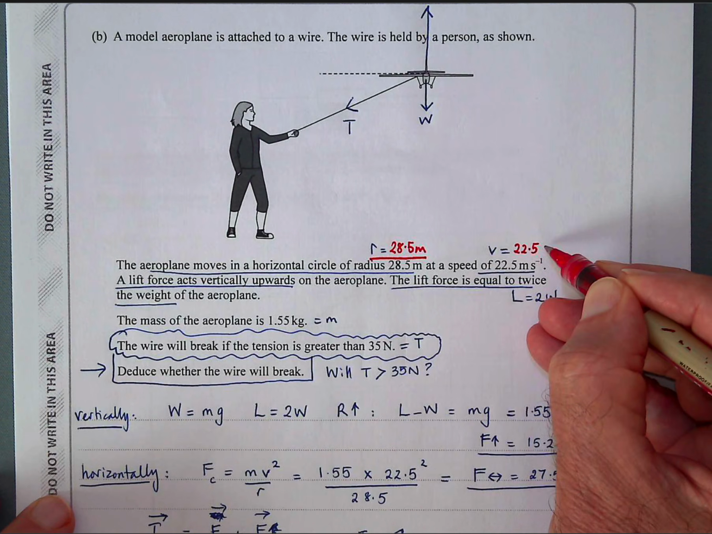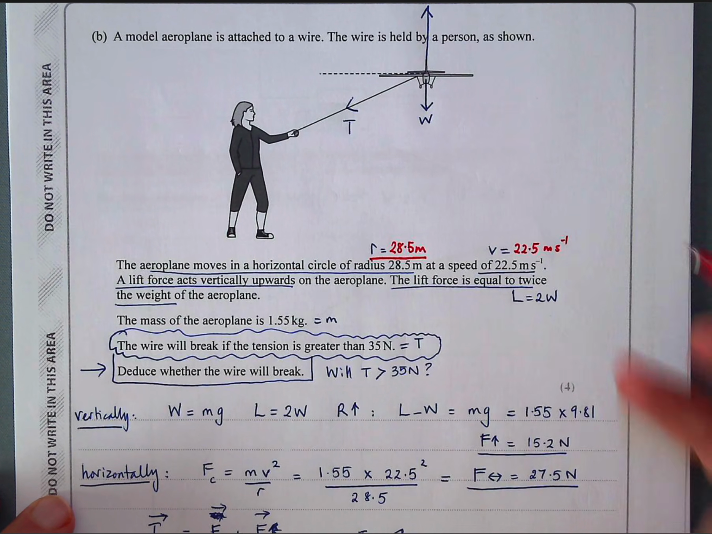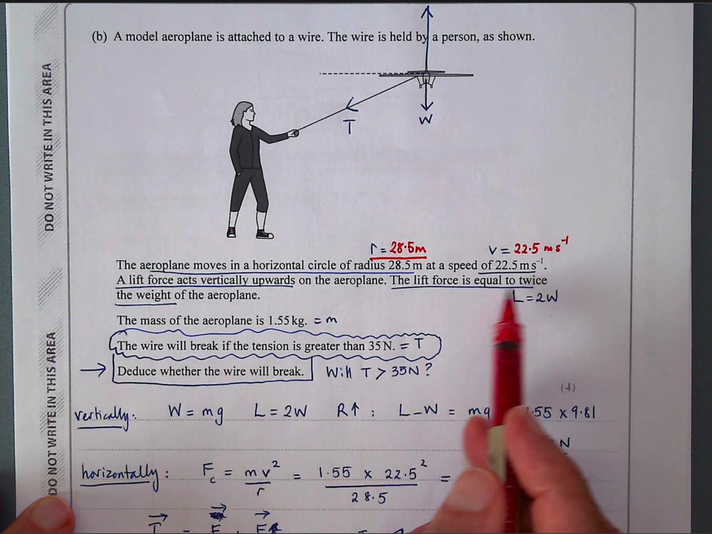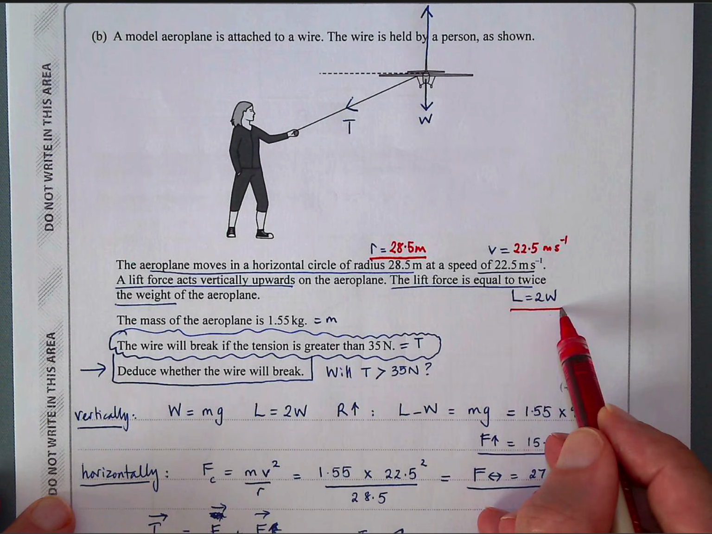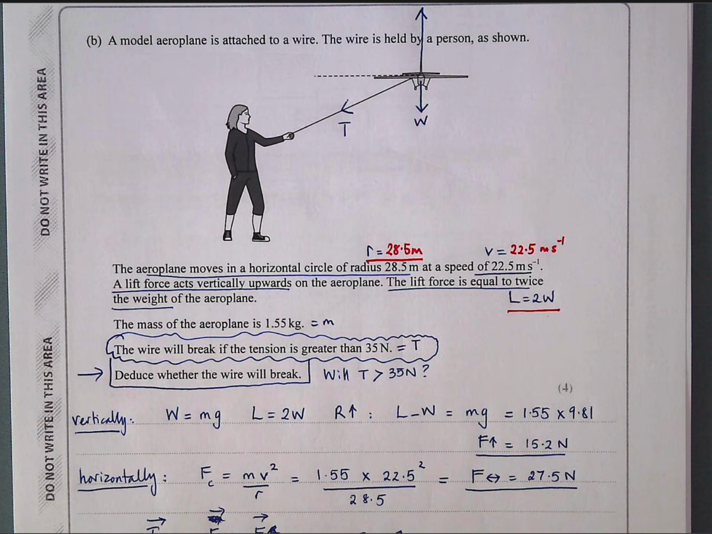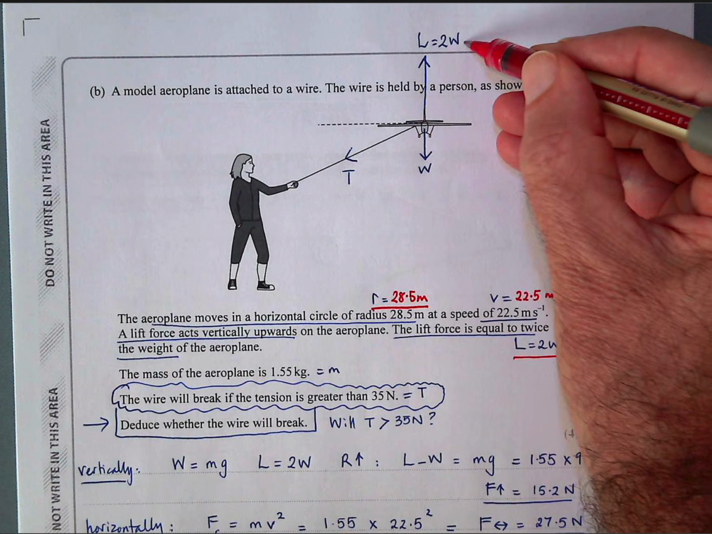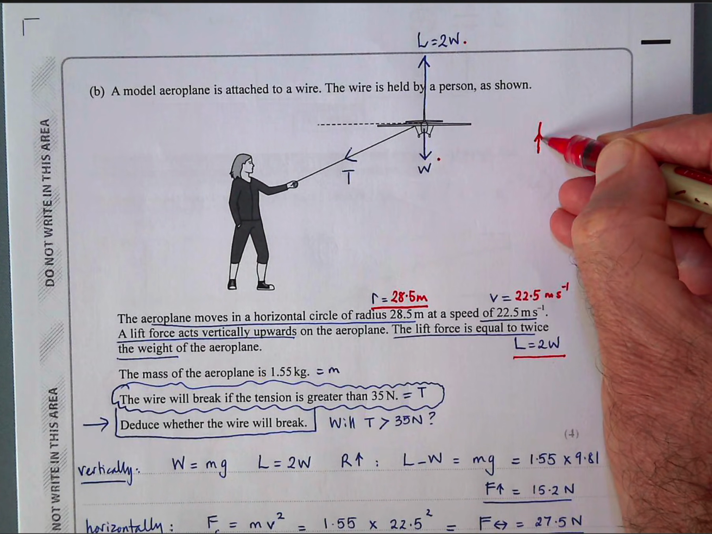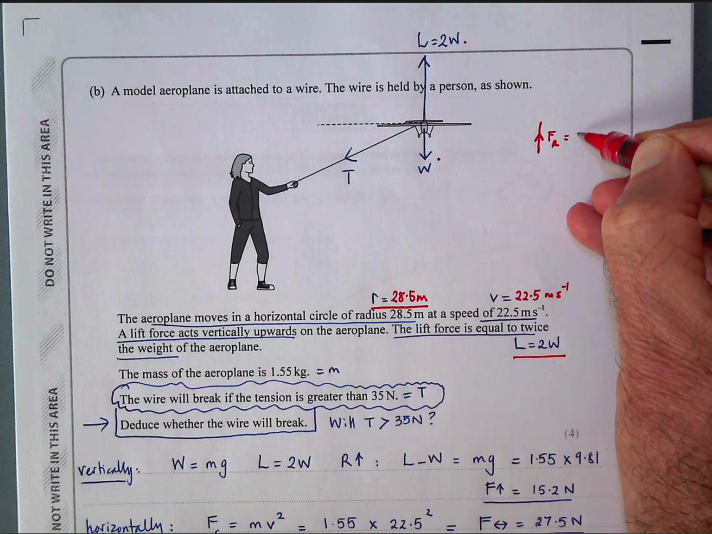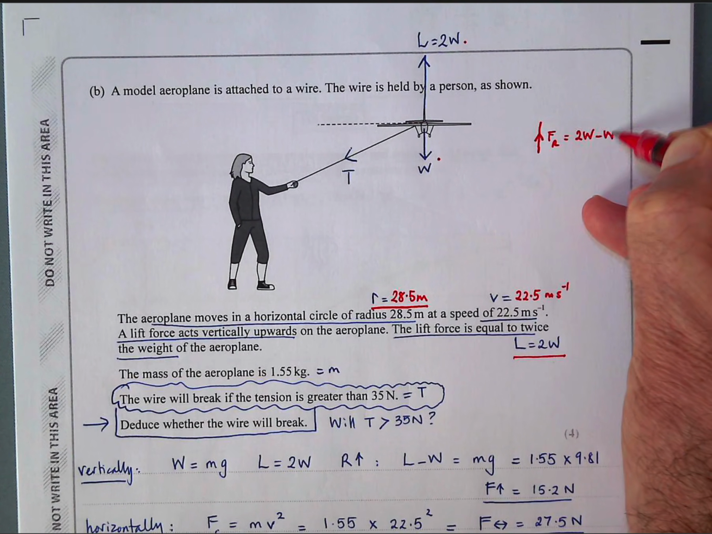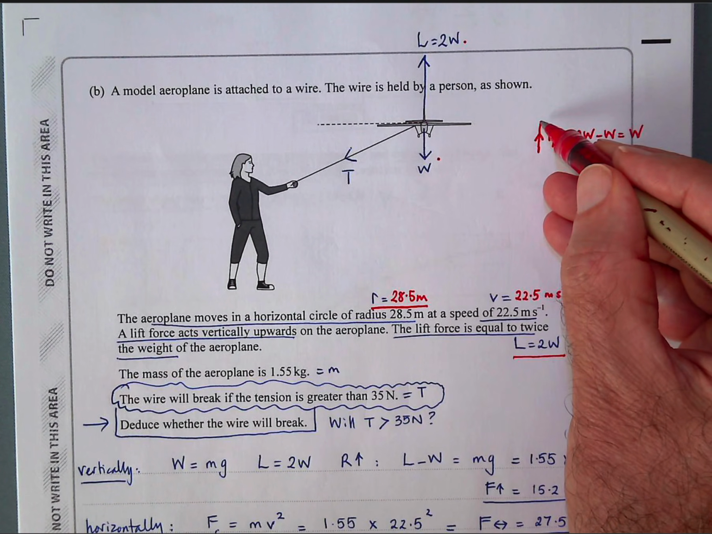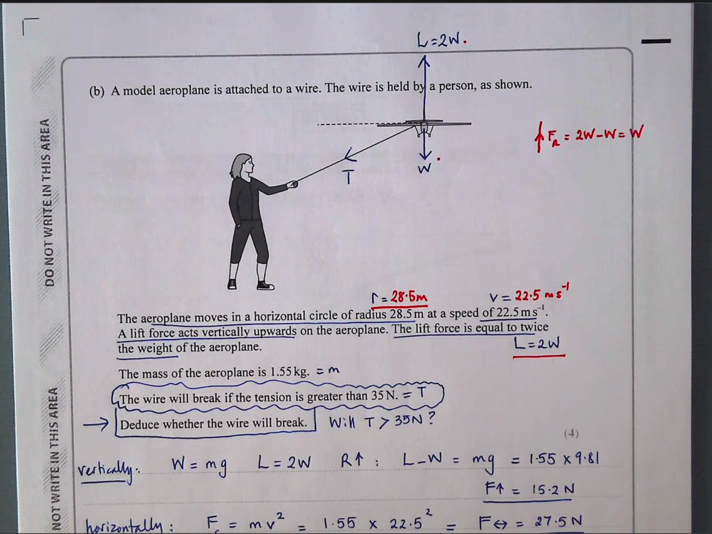So again, checking that the units are in SI units. A lift force acts vertically upwards on the plane, and the lift force is equal to twice the weight. So it's L equals 2W. So I've drawn that on the diagram. So that L is 2W. The weight is obviously down. So the resultant force upwards will be 2W minus W, which is also equal to W. Okay, so the force upwards, and then you've also got the tension, which is towards the girl's hand.